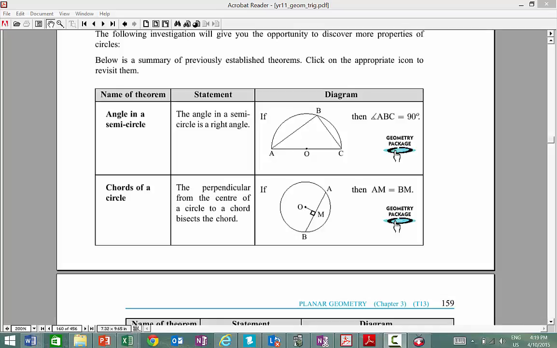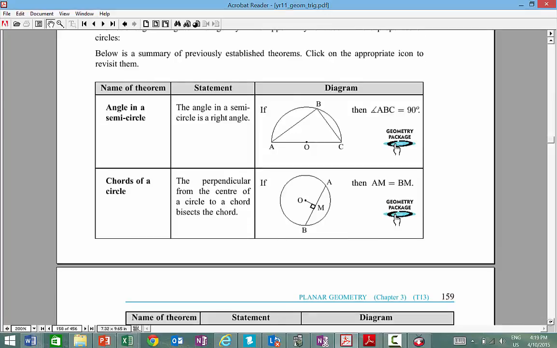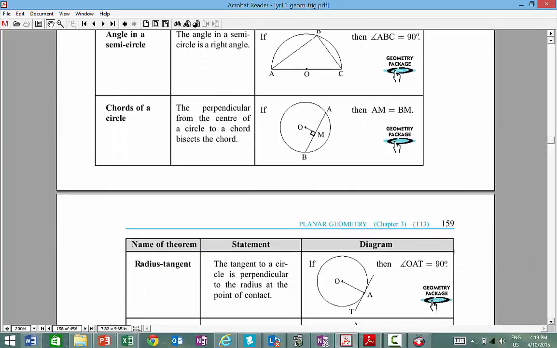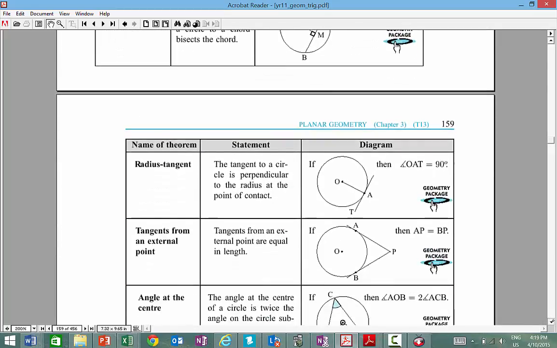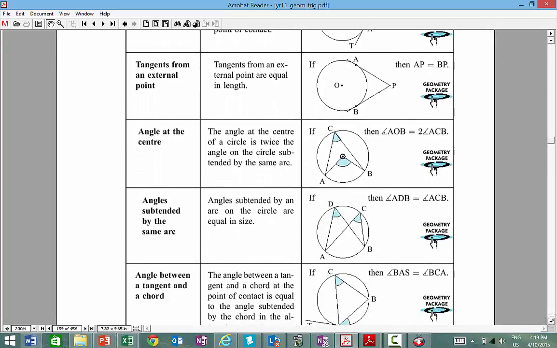G'day, today we're going to be looking at properties of circles, and in your textbook there's a number of them listed. I've also attached another video for you to have a look at, which is just another way of getting information. So going through these properties, angle of the semicircle, we know it's 90 degrees, and I'm not going to talk all the way through them, but these properties you need to know and you'll need to use.